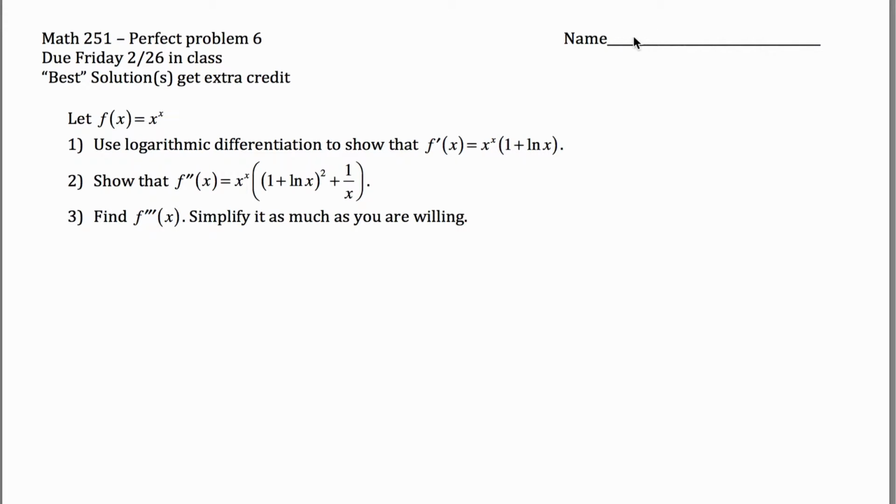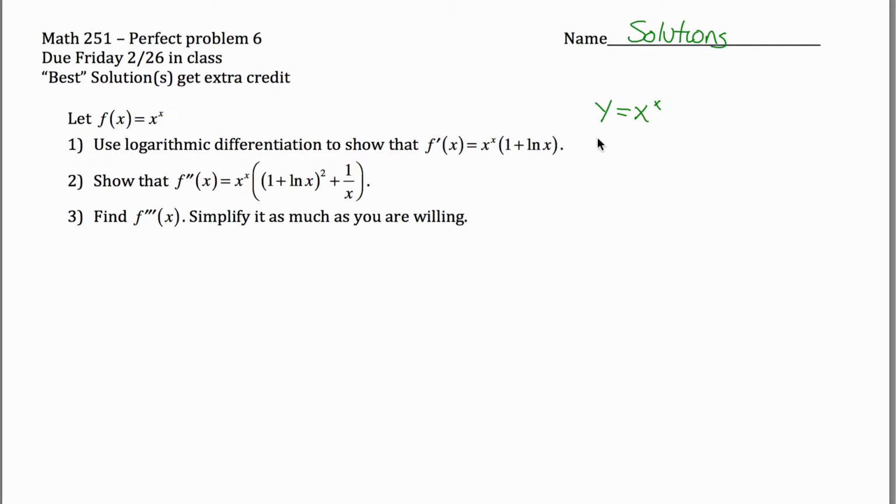All right, here's solutions for perfect problem 6 for Math 251. You're taking some derivatives, I guess 3 derivatives of this function f of x equals x to the x. So for part 1, you're just trying to find the derivative, and the trick to do this is to use logarithmic differentiation. So to do that, you have to set this up as an equation, and your idea is you want to try to find y prime.